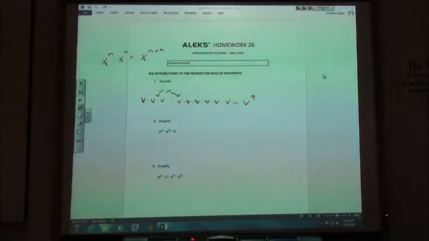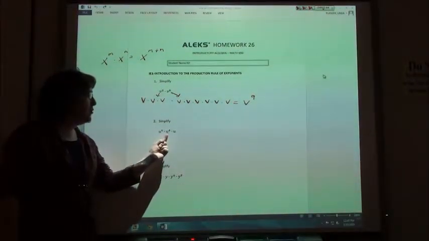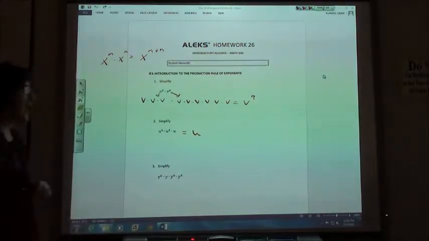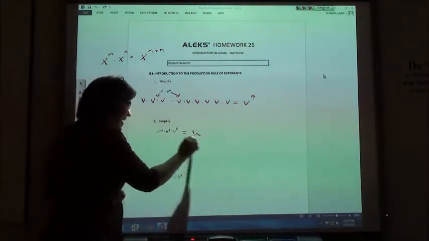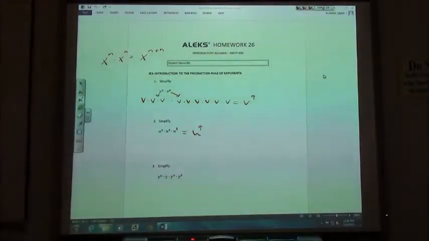Because obviously we wouldn't want to have to write all those out all the way. We just can take a shortcut. So if I'm going to do u to the fourth times u to the fourth times u, all I'm going to do is add my exponents up. So would you add that 1? Exactly. I have 4 plus 4 plus 1, which is 9. Okay. So u to the fourth times u to the fourth times u is u to the 9th.